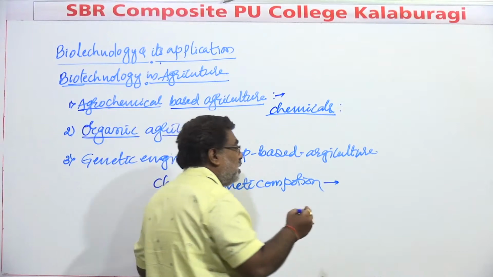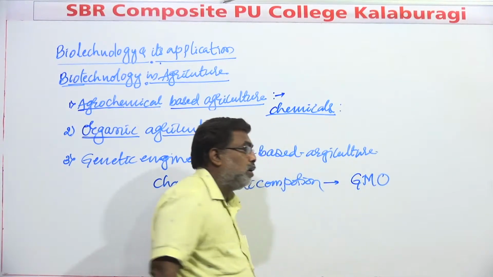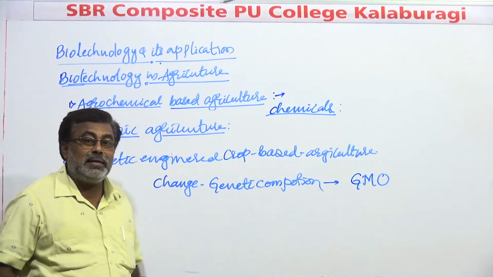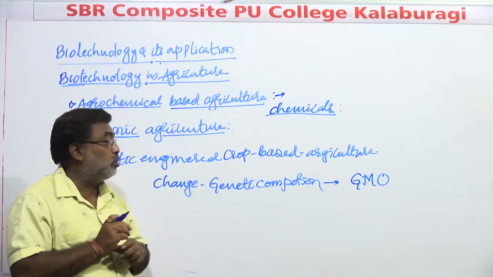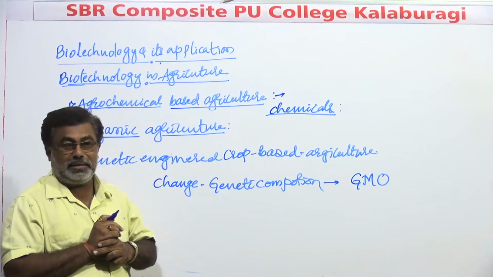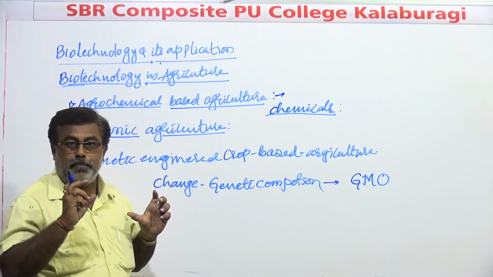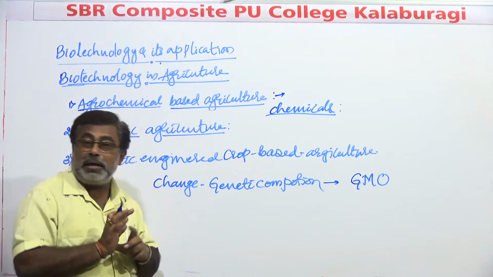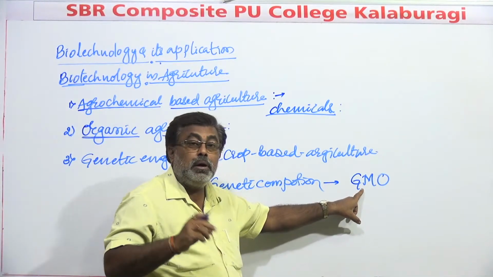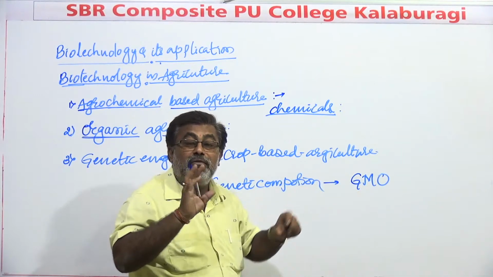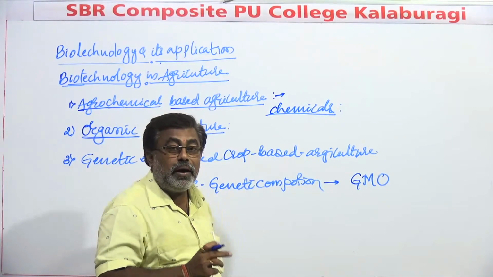That new organism is called a genetically modified organism. As there is a change in the gene of the organism, a new organism will be produced. That new organism is called a genetically modified organism.